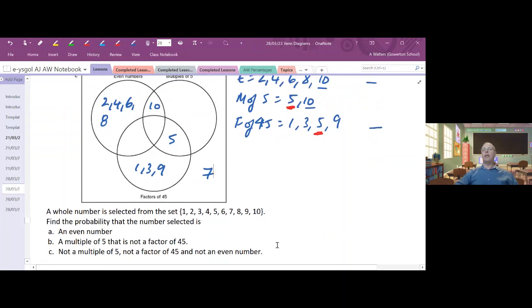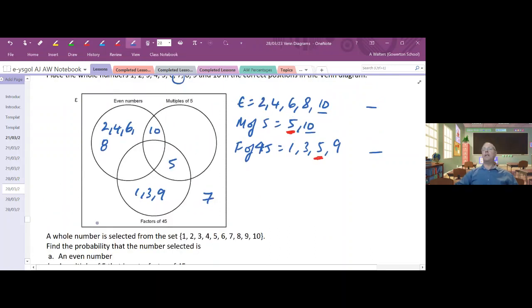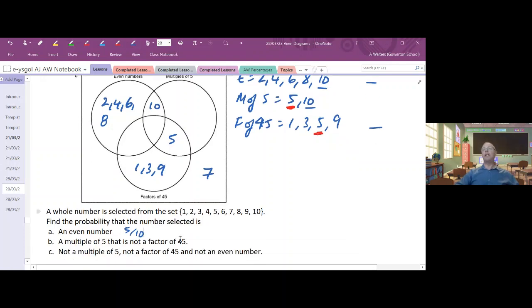Now I'll answer the questions fairly quickly. Find the probability that the number selected is an even number. There are 5 even numbers out of 10. The one underneath, a multiple of 5 that is not a factor of 15. There it is, that's what we're after. The one number out of 10. It's a multiple of 5, and it's not a factor of 15, so it's 1 over 10.